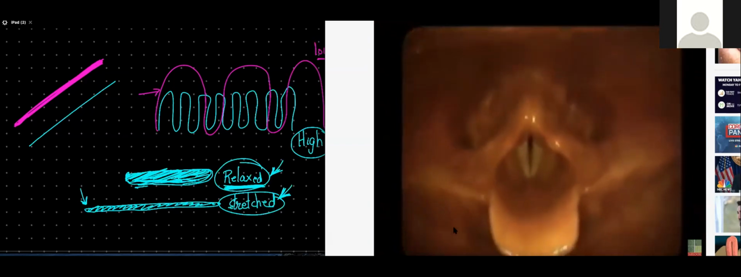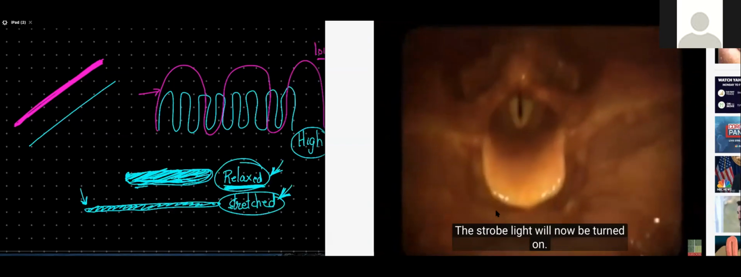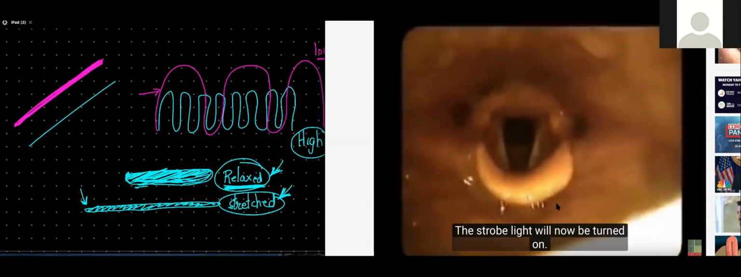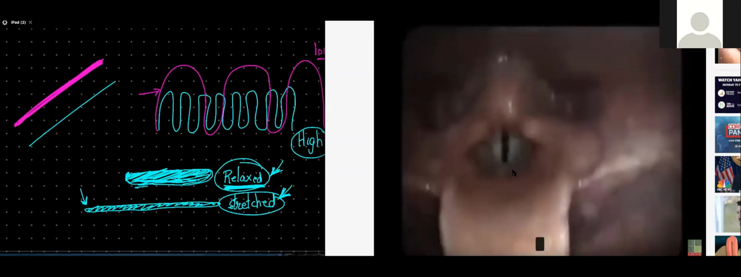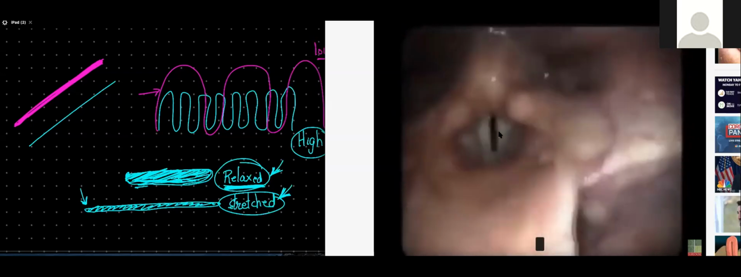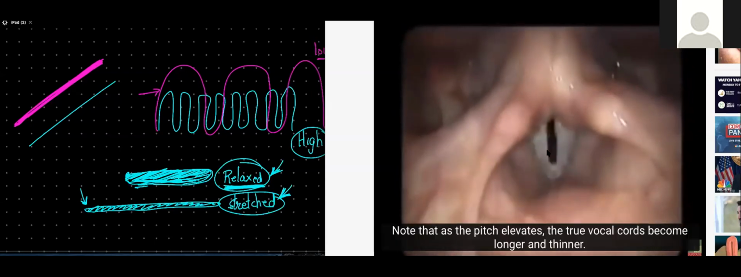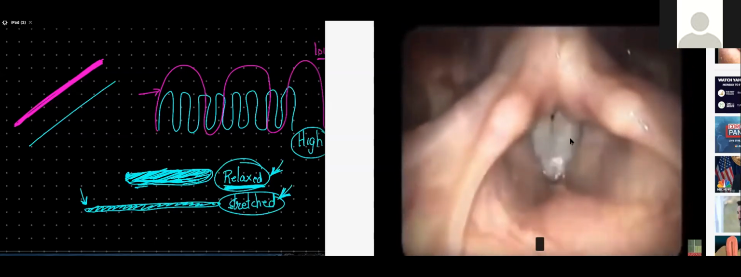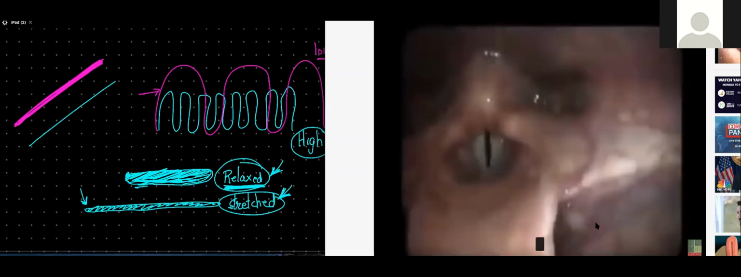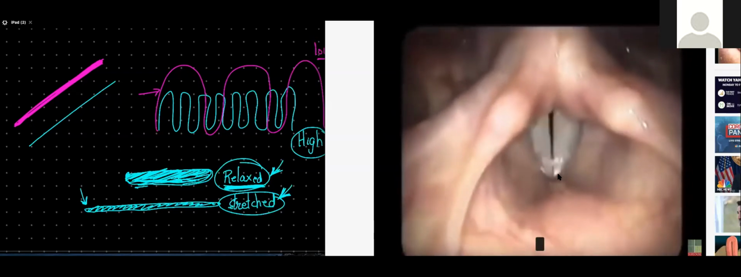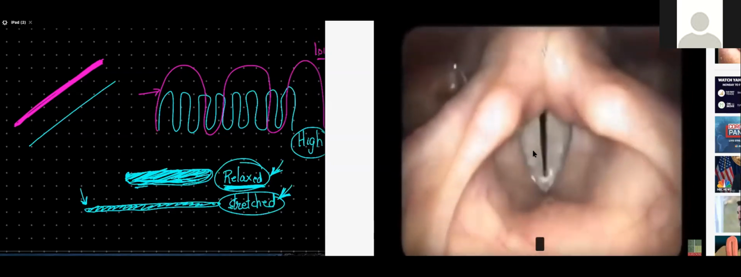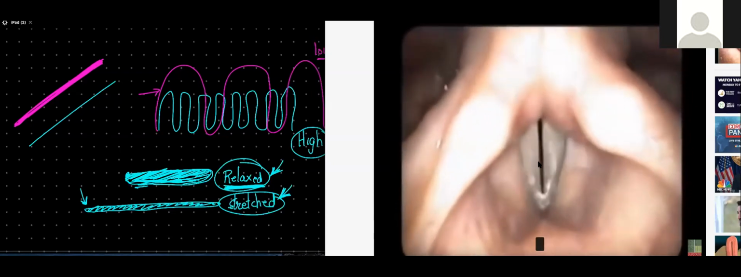Notice on here how the cords are going to be moving, how the cords are going to be vibrating. So I'm asking the patient here to speak. So this is a low pitch sound. You see on here, the vocal cords are relaxed. Notice how fast the vibration is taking place. So slow, slow, slow, slow, stretched, fast, fast, fast, fast.